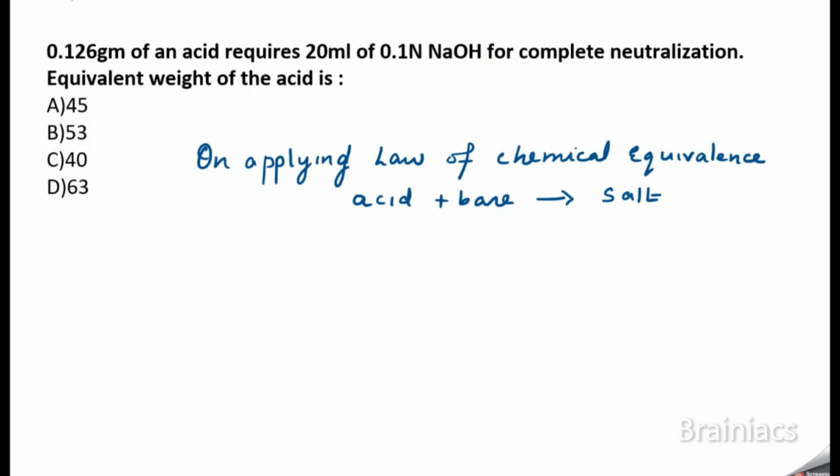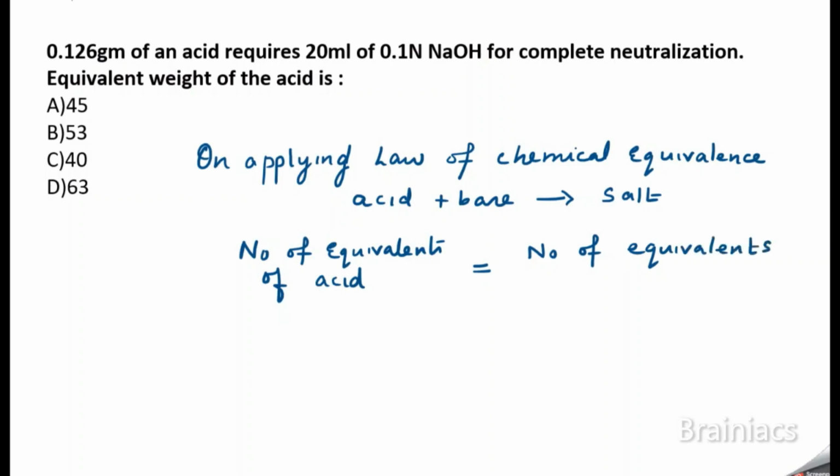Okay, so I can say the number of equivalents of acid is equal to number of equivalents of base, correct? Okay. Now, how can you find the equivalence of acid? We have different formulas to calculate the number of equivalents. So one formula is weight in gram divided by equivalent mass. So here weight in gram of the acid I am applying.